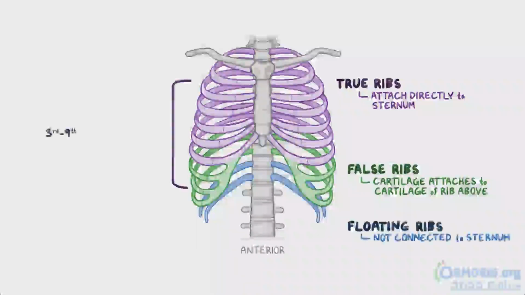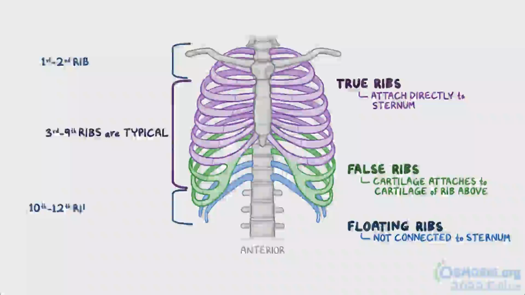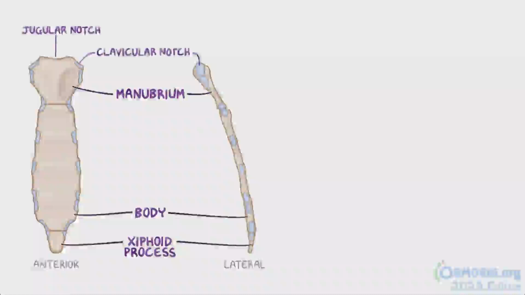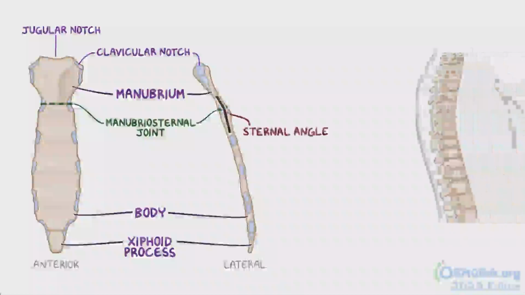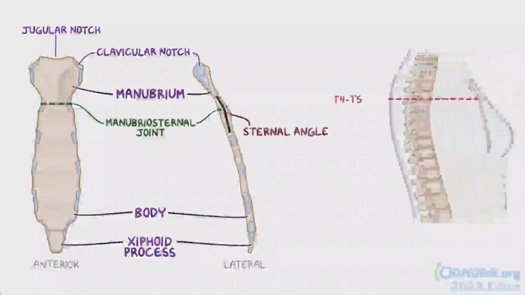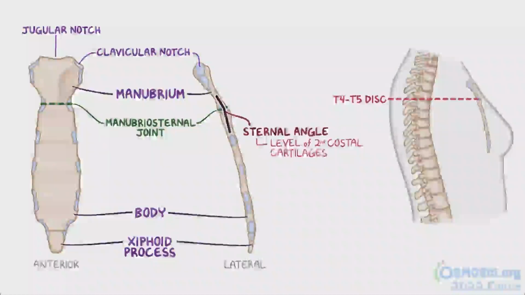The 3rd through 9th pair of ribs are typical ribs. The 1st, 2nd, and 10th through 12th ribs are atypical. The sternum has 3 parts: manubrium, body, and xiphoid process. The manubrium has a jugular notch, clavicular notches, and between the manubrium and body of the sternum is the manubriosternal joint. At this level, there's the sternal angle, which lies at the level of T4, T5 intervertebral disc and marks the level of the second pair of costal cartilages. The xiphoid process lies at the level of T10 vertebrae.